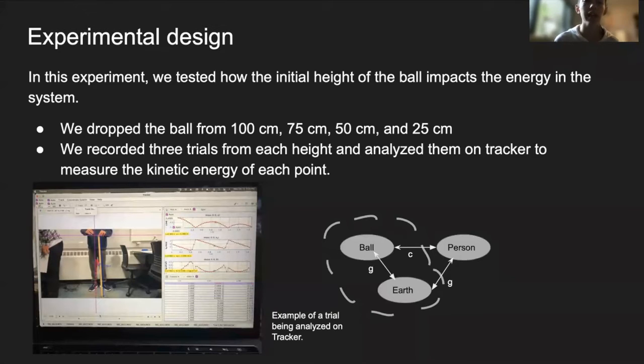The experimental design of our experiment is laid out here on this slide. We wanted to see how the initial height of the ball impacts the kinetic energy in the system. So we chose 4 different heights and we recorded 3 trials for each of them. Down here is an example of us analyzing a trial on Tracker, and down here on the right bottom of the screen is a system schema of our experiment, which includes the ball and the Earth with gravity between them. The person is not included in our system schema.